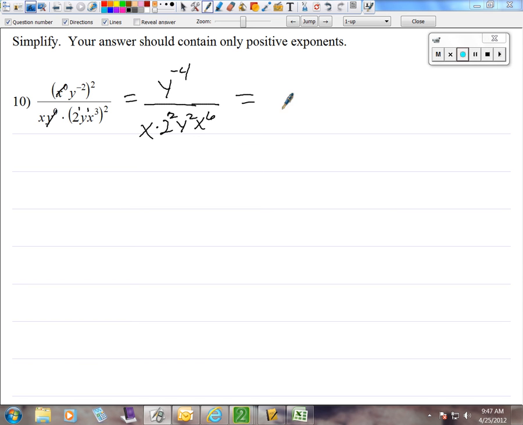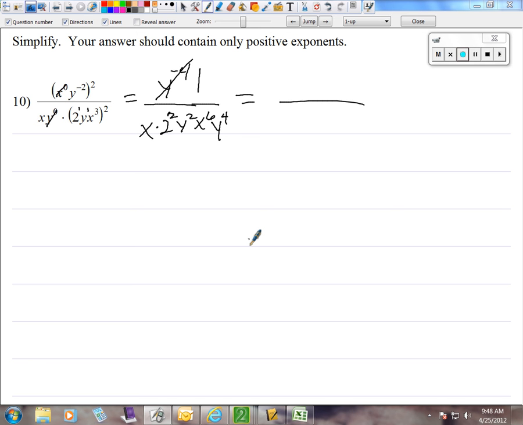What's on top? 1. Yeah, because he's not going to stay up here, is he? What happens when we move him down? Comes positive down here, doesn't it? I move the y to the negative fourth down here, becomes positive.